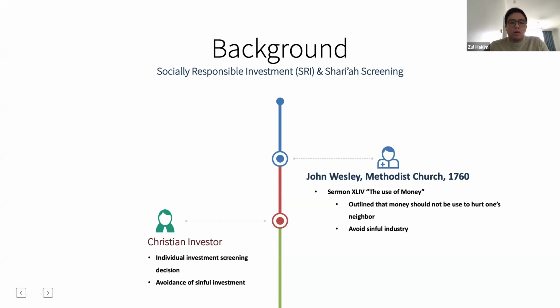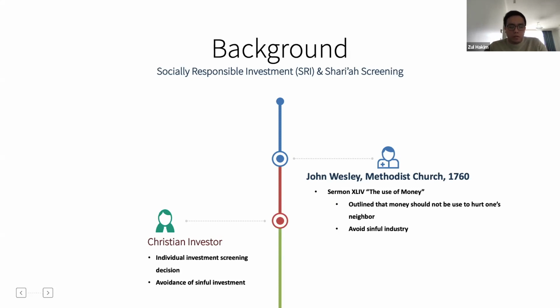The proponent of this movement was John Wesley, founder of the Methodist Church, and in one of his sermons named The Use of Money, he outlined that money should not be used to hurt one's neighbor. And this includes profiting through harmful lending as well as unfair business practices. He also mentioned profiting through the sales of alcoholic beverages and also profiting from businesses that directly and indirectly contribute to hurting one's neighbor. In addition, in his sermon, he advised his followers to avoid industries that may pollute the rivers and streams, as well as industries that profited through bribery practices.